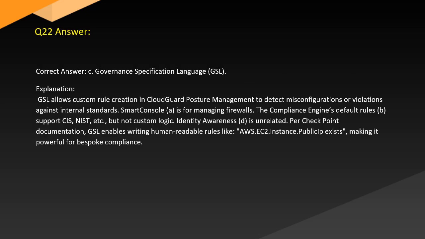Answer. Correct answer: C. Governance Specification Language, GSL. Explanation. GSL allows custom rule creation in CloudGuard Posture Management to detect misconfigurations or violations against internal standards. Smart Console, A, is for managing firewalls. The compliance engine's default rules, B, support CIS, NIST, etc., but not custom logic. Identity awareness, D, is unrelated. Per Check Point documentation, GSL enables writing human-readable rules like AWS EC2 instance.publicIP exists, making it powerful for bespoke compliance.